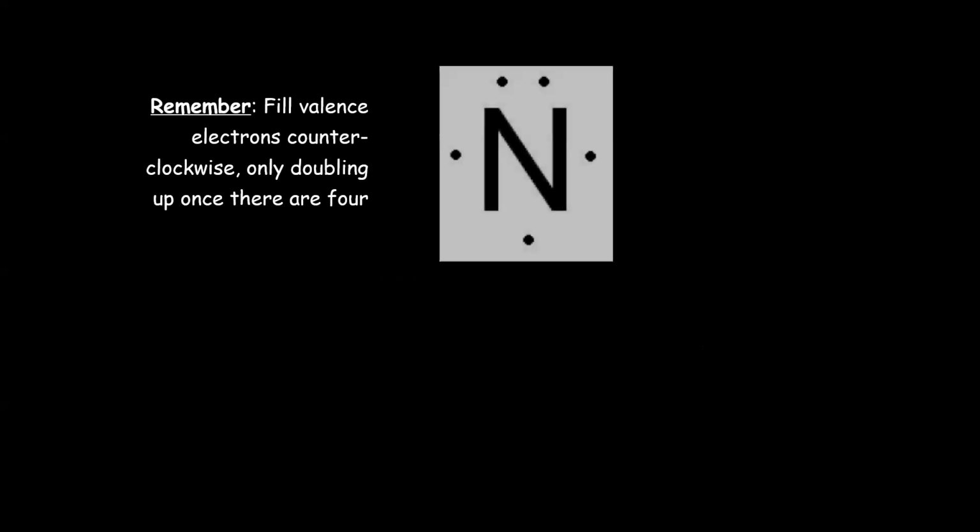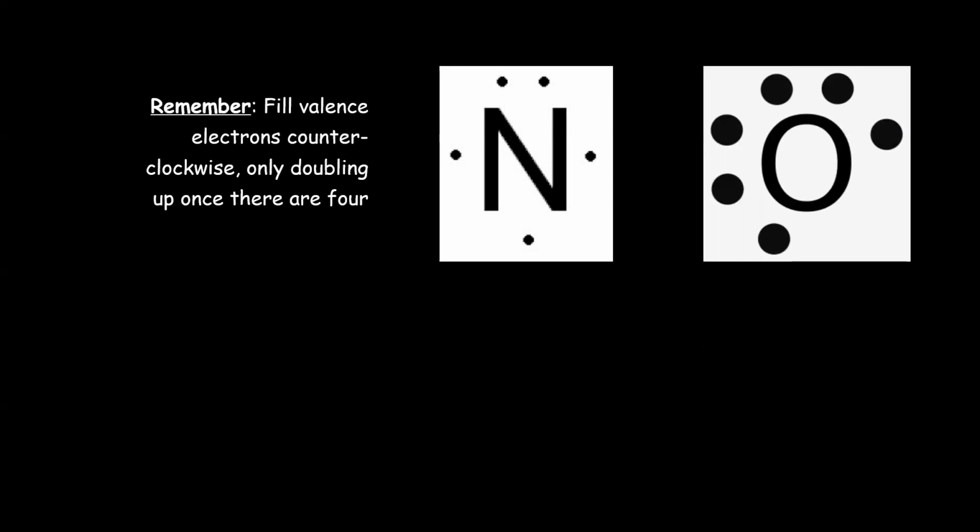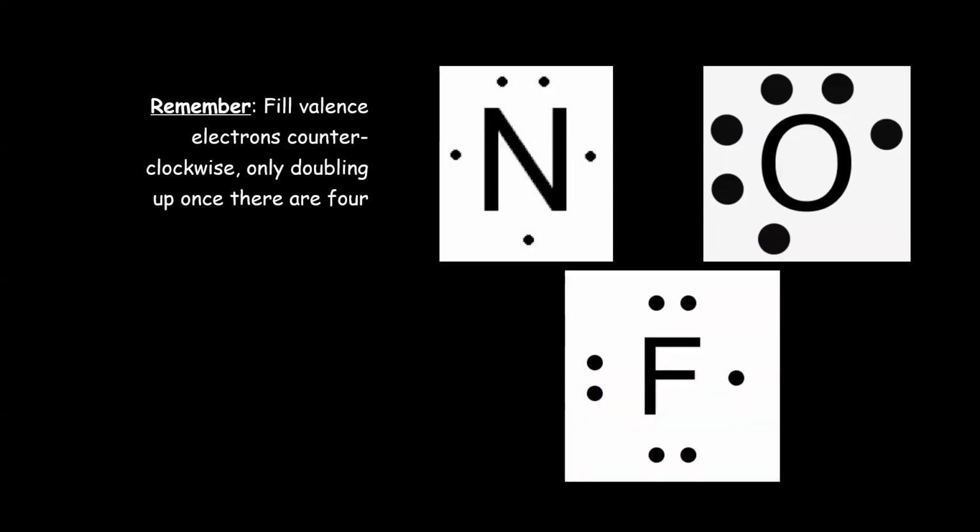Just a quick reminder, you want to fill valence electrons counterclockwise, only doubling up once there are 4. As you saw when I was filling up the oxygen, it's better for signaling and to better visualize how many unpaired electrons there are, and so you don't randomly double up. As you can see, nitrogen only has 1, oxygen has 2 because there's 6 valence electrons, and sulfur and fluorine go in that same counterclockwise fashion.